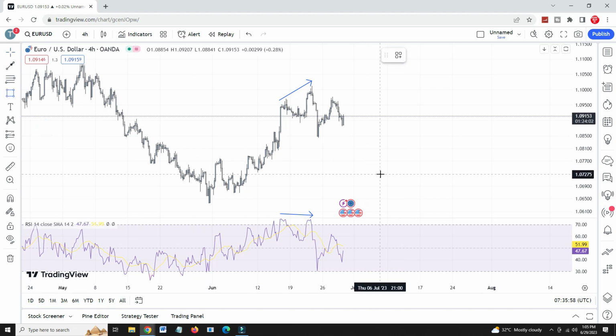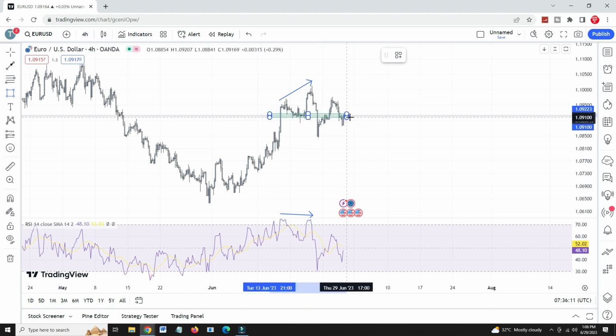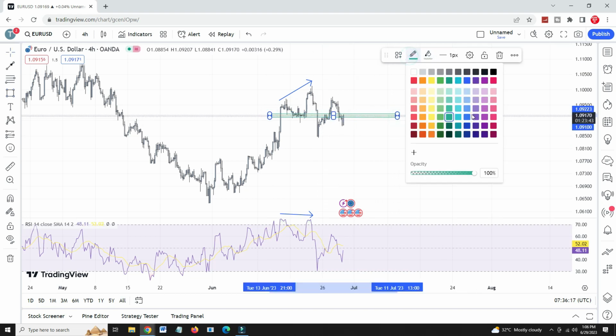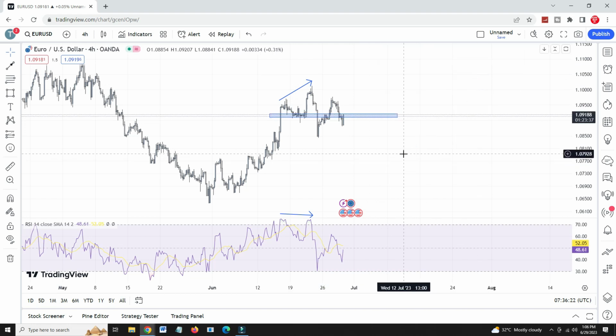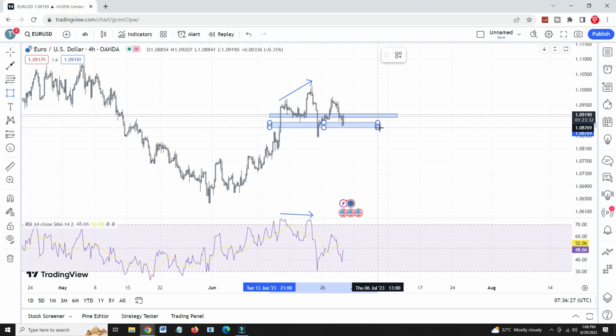So I'll mark out the charts in rectangles which extend into zones. This is for levels. So the first level I want to mark out is this one. This is clearly a very relevant level. There's a lot of, and we're going to make this blue as that is the overall color that I choose for 4 hours. The next level, which is also reasonably important, is this one.